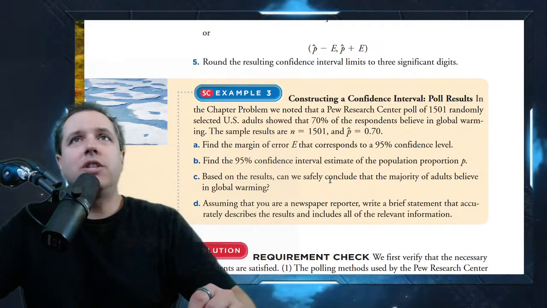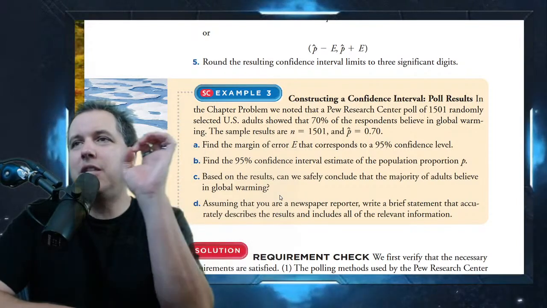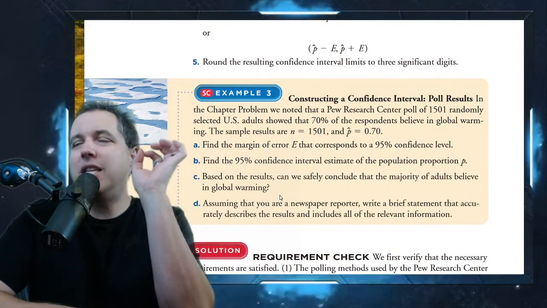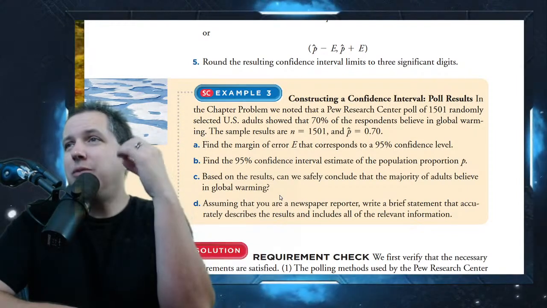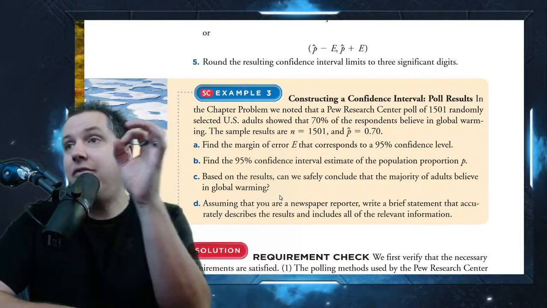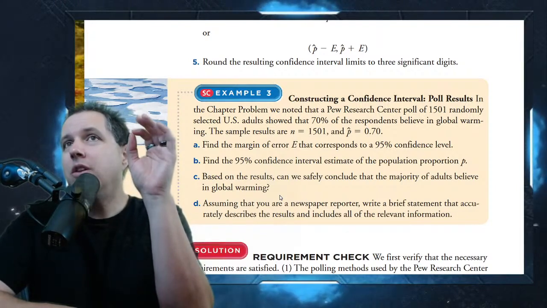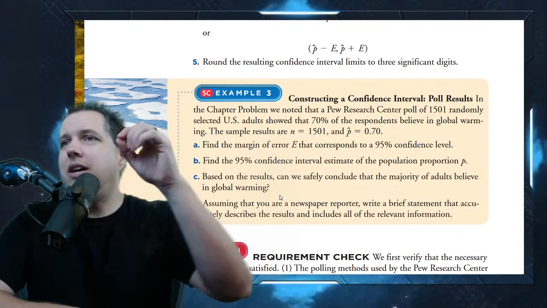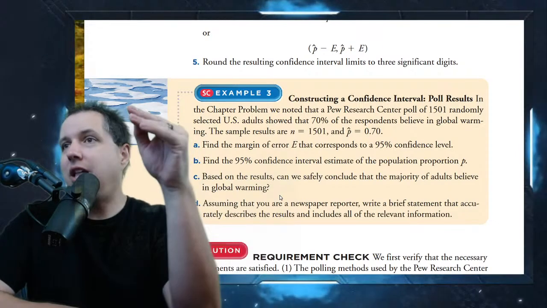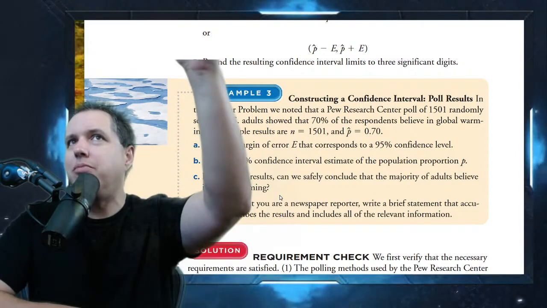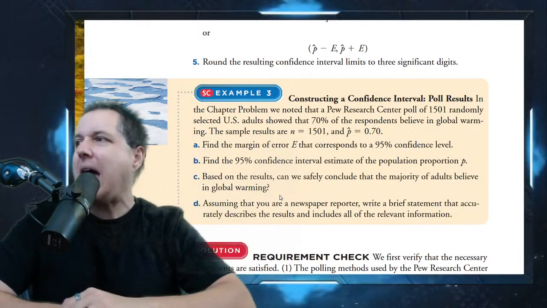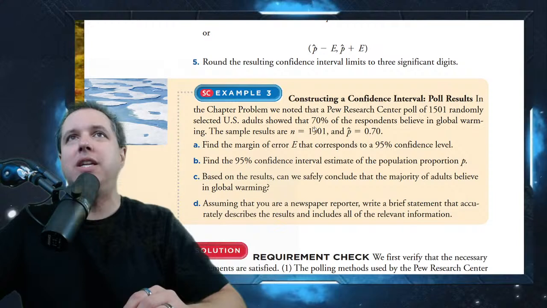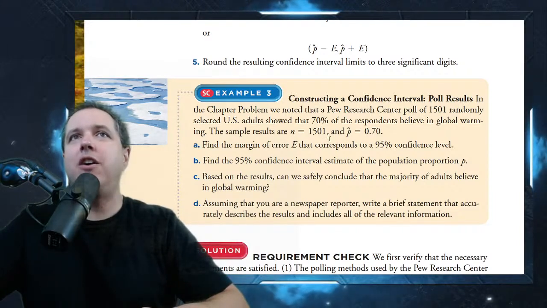So based on the results, can we safely conclude that the majority of adults believe in global warming? Think about that. Majority means more than 50%. If we measured that 70% of adults believe in global warming, it's probably pretty likely that more than half of adults believe in climate change, right? Because if the number was like 40%, how would we measure 70%? If we did our work properly, it's unlikely that we would be off by that much. With 1,500 people, you wouldn't expect to be off by that much.